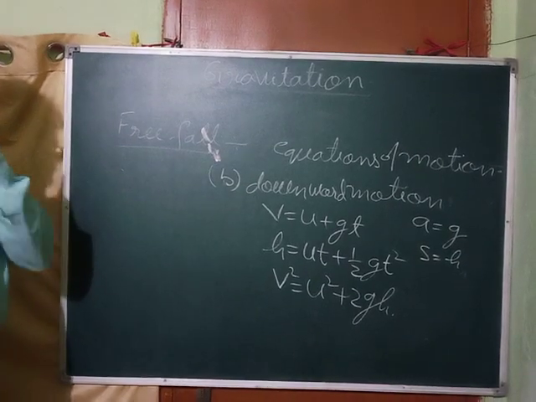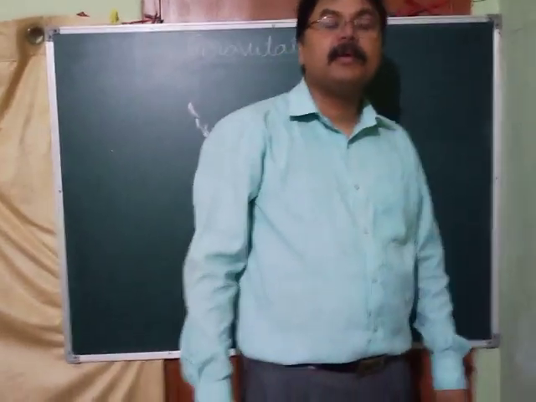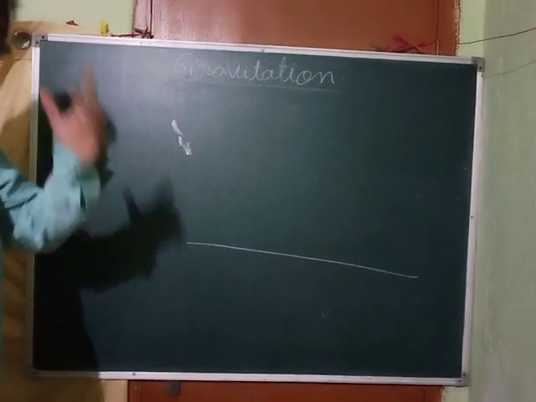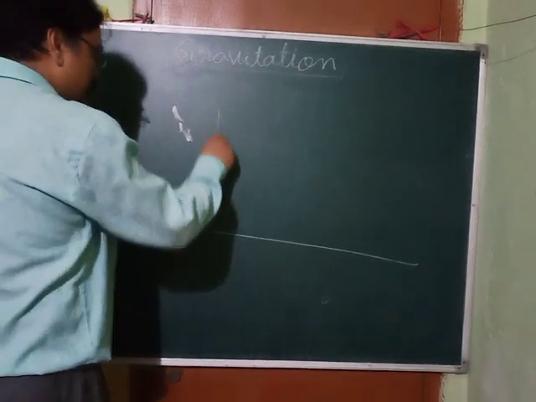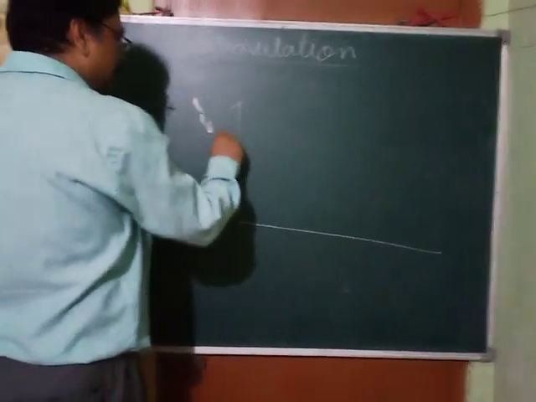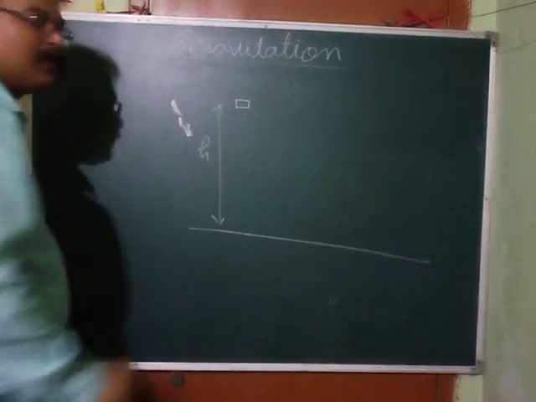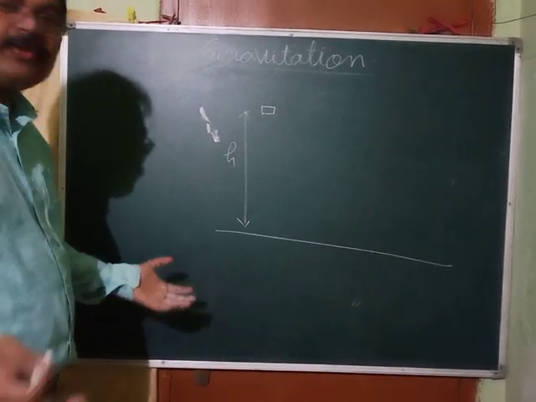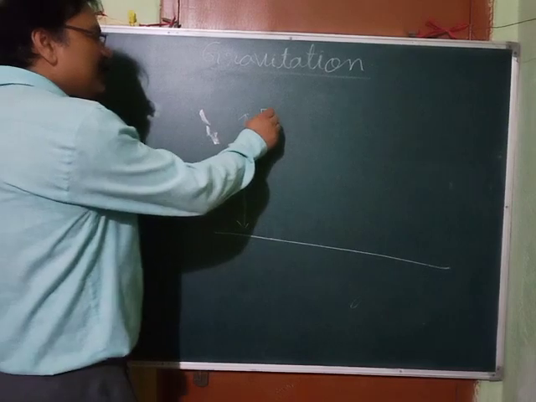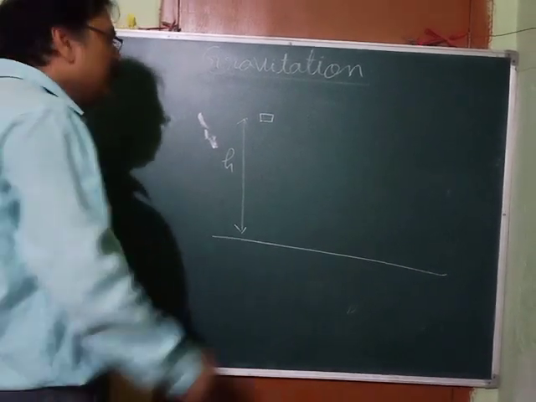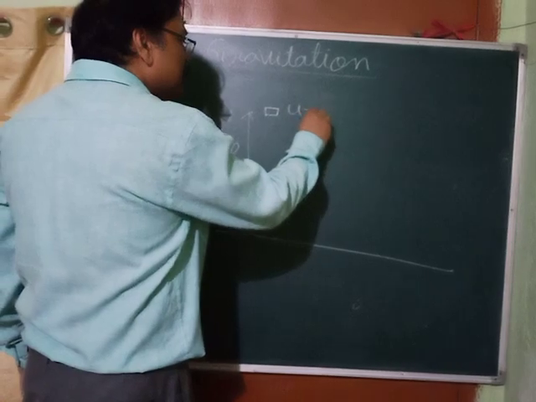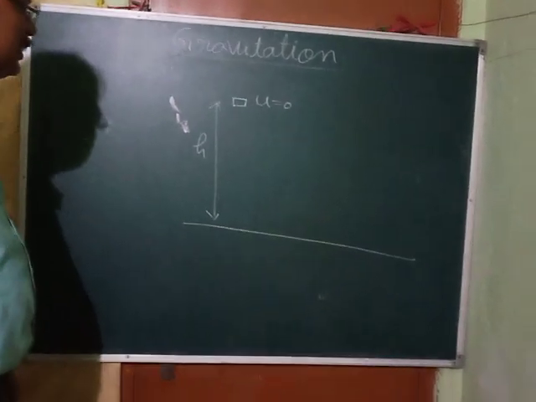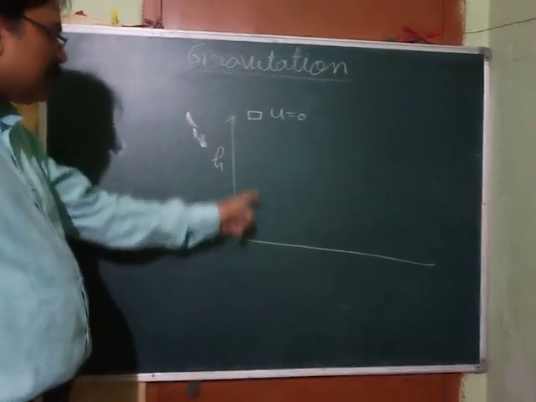Got it? Okay. See, I'm going to give you some more formulas. Just see the condition when they are going to be used. Suppose a body is there at a height h. This height h, a body is there. This is the body. What is its mass? We don't require to know, we are not interested in that. And we are just going to release it. When it is released, then its initial velocity is how much? It is 0.